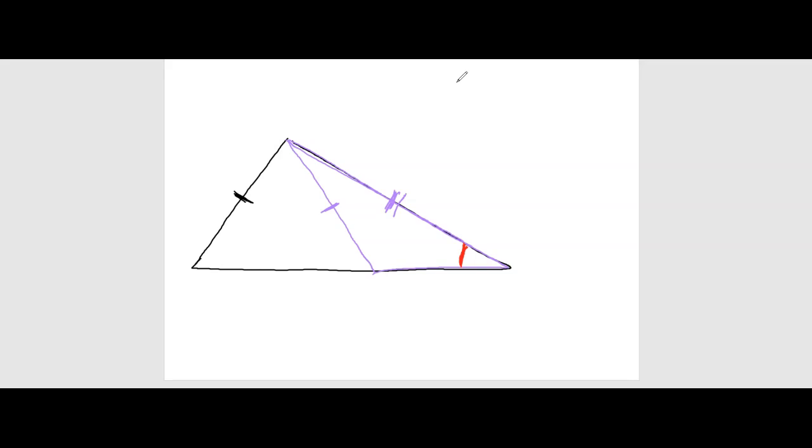So again, this is just one counterexample, and that's all you need, right? It's possible to draw two triangles that have two sets of congruent sides, one set of congruent angles where the angle's not in between the sides, and the triangles do not have to be congruent.